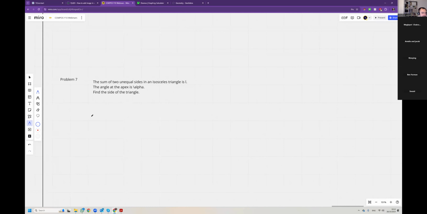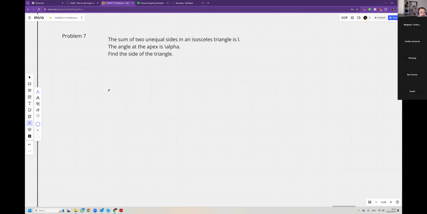The sum of two unequal sides in an isosceles triangle is L. The angle at the apex is alpha. Find the side of the triangle. So I think the hard part in this is a good drawing. So we have an isosceles triangle.